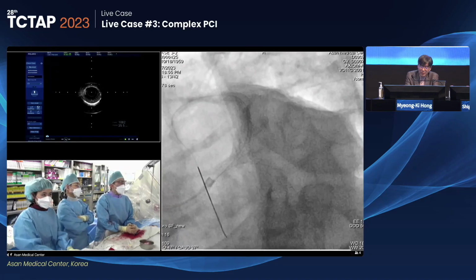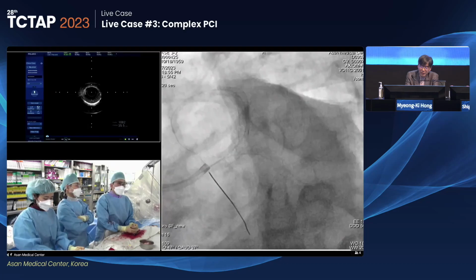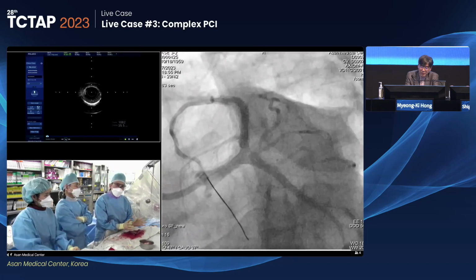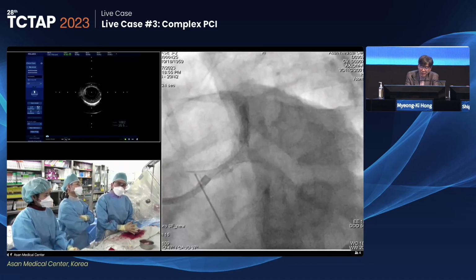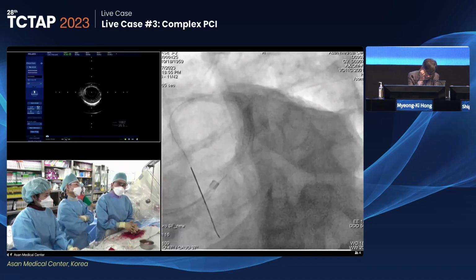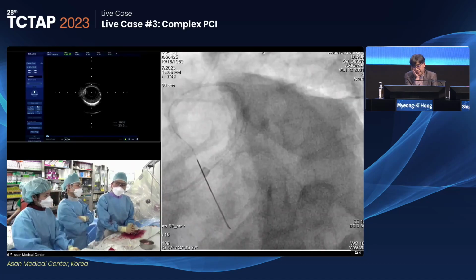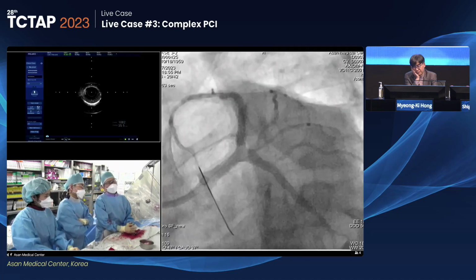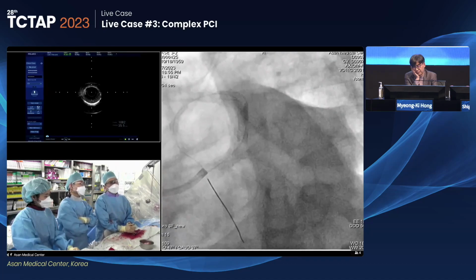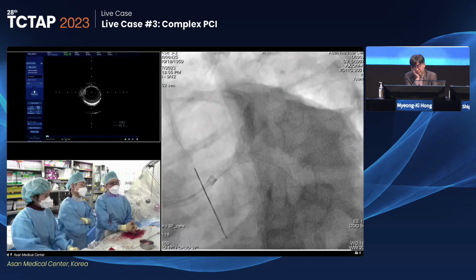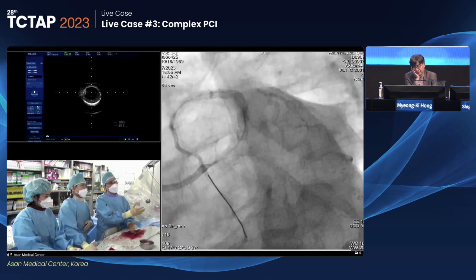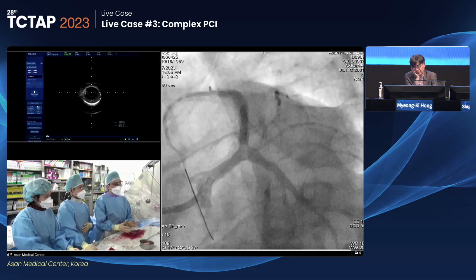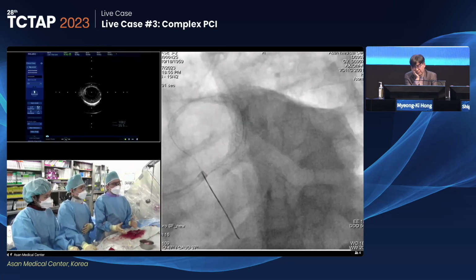Thank you. Thank you so much. This is a very difficult case of the circumflex ostium. In our registry data, about 10% of the left main bifurcation patients experience left main ISR, and usually we perform PCI in 90% of cases, and 10% undergo CABG. In this patient, because the circumflex was not covered with the stent, I tried to open and cover the lesion with the stent.